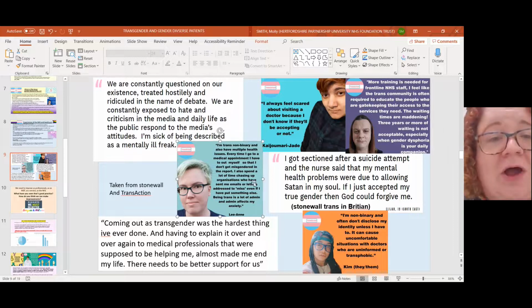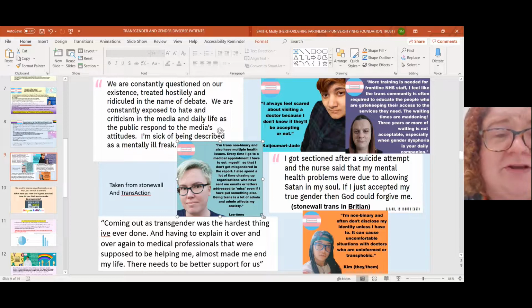I'm trans, I'm non-binary, and I have multiple health issues. Every time I go to a medical appointment, I have to out myself so that I don't get misgendered in the report. So every time they're seeing the doctor, they have to say what gender they are to make sure that it is written properly. I am also chasing up organisations who have sent me emails or letters addressed to Miss, even though I've put something else. Being trans is a lot of admin, and admin affects my anxiety.